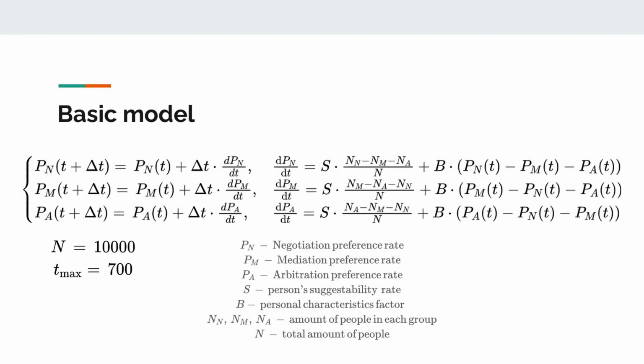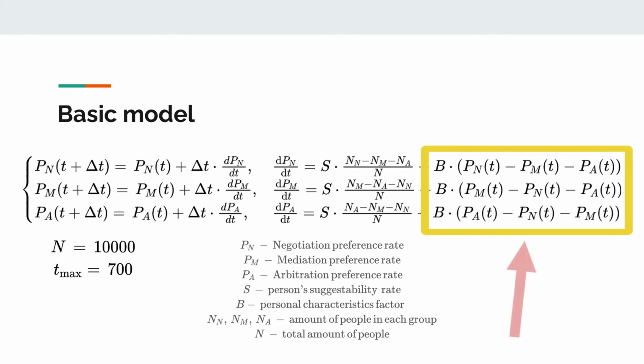Finally, we came to the most interesting part of our presentation, modeling. Here is our basic model. It's a simple representation of our assumptions written using a system of ordinary differential equations. The first term is all about herd instinct. We believe that a person's final decision is influenced not only by his personal characteristics, but by the number of people in each group. A person will most likely join the biggest group, regardless of the other factors.